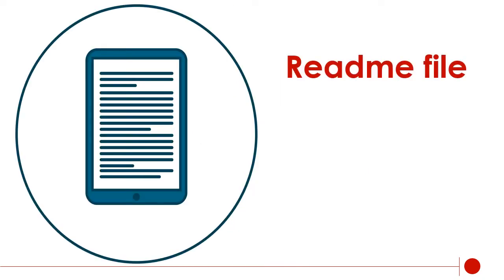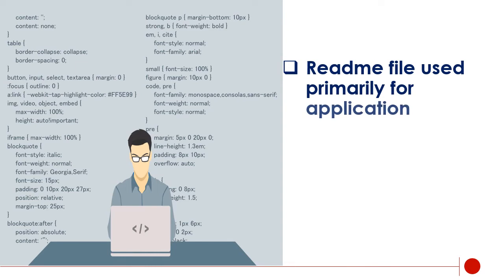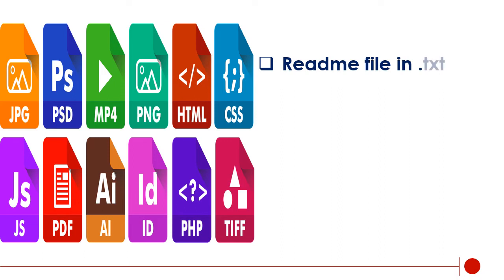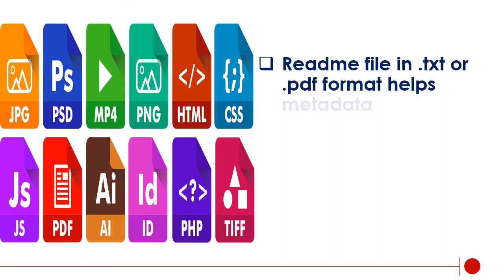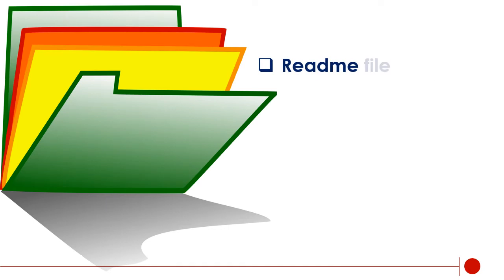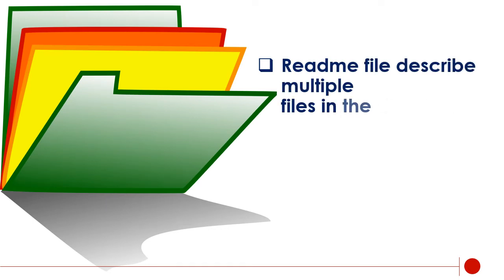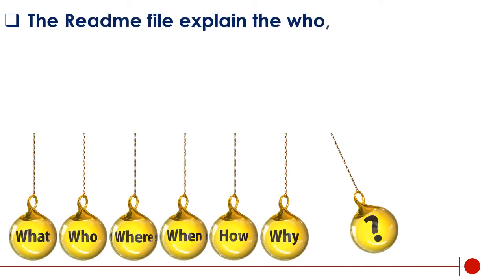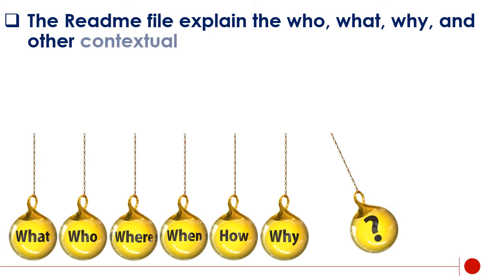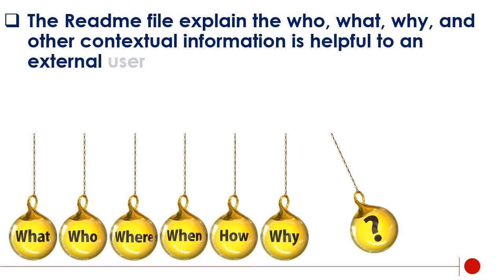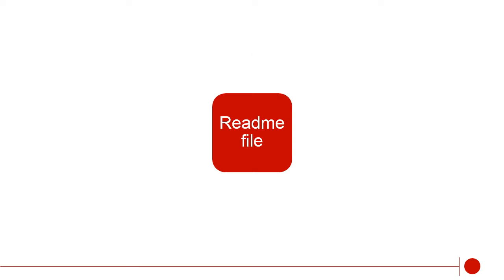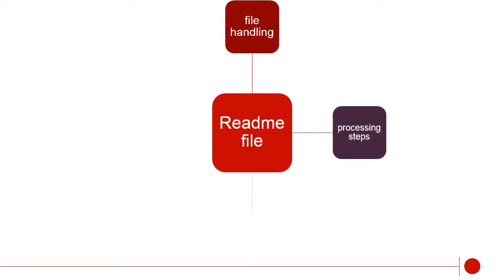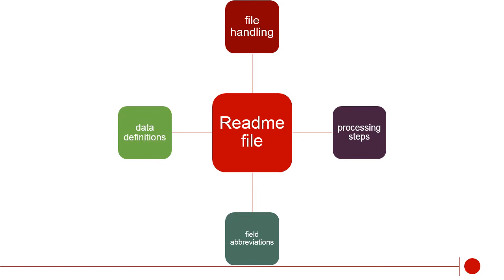README file. README file used primarily for application or programming files. README file in .text or .pdf format helps. Metadata description. README file describes multiple files in the directory if applicable. The README file explains the who, what, why, and other contextual information helpful to an external user of the data. README file contains directions for file handling, processing steps, field abbreviations, and data definitions.